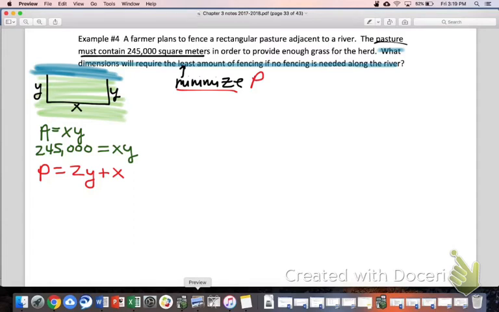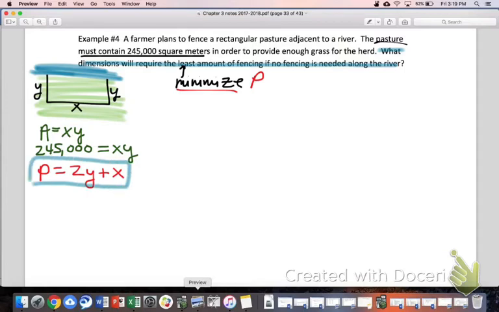Okay, so we're trying to minimize perimeter. Let's think this through. If I'm trying to minimize P, then don't I have to set P prime equal to 0, or perhaps does not exist? Hopefully you're going there with that. And so I want you to think for a second with this equation that I've got over here, P is equal to 2y plus x.